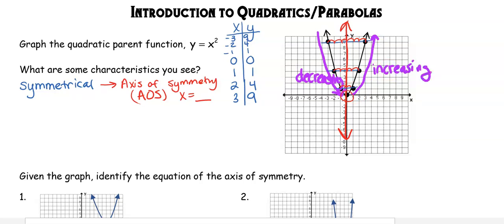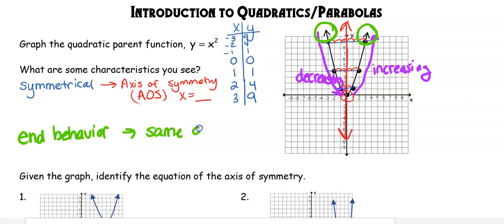One thing about your parabolas is that the end behavior is always going to be facing the same way. So we can see our parabola. So the end behavior, if the parabola is opening up, then both of your end behaviors are going to be going to a positive infinity. If your parabola happens to be opening down, then both will be going towards a negative infinity. End behavior, they're going to go in the same direction. You're never going to have one arrow going up in the end and one arrow going down. They both have to go up or they both have to go down.